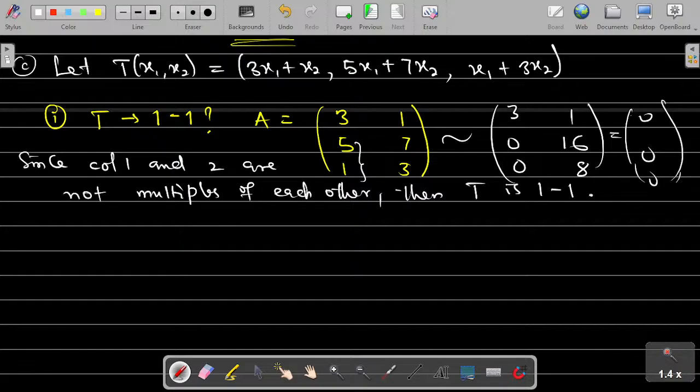Okay, so now for the second part, remember I said we are going to consider other conditions before concluding whether it is a transformation. Let me write out that question. So it says, does T map R2 to R3 onto R3? Okay, does it map onto R3? That's what they're asking us.